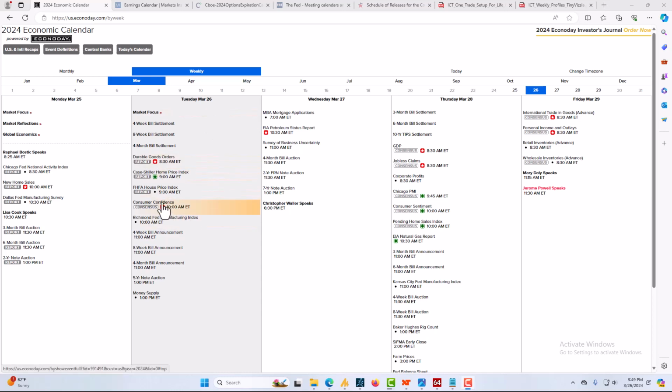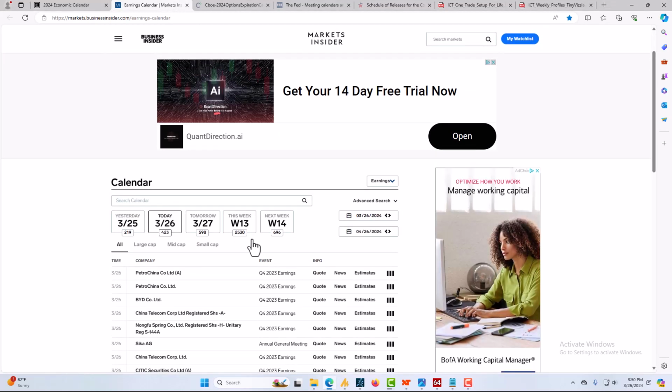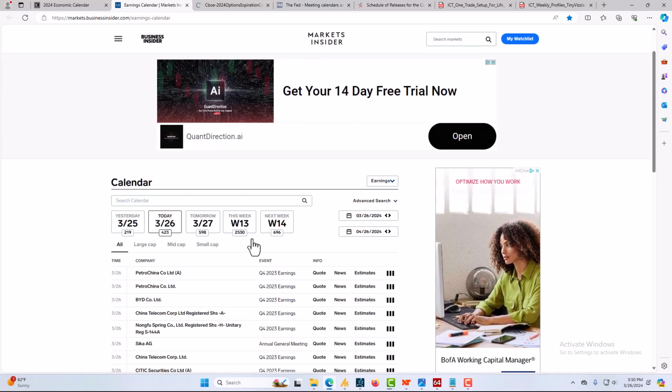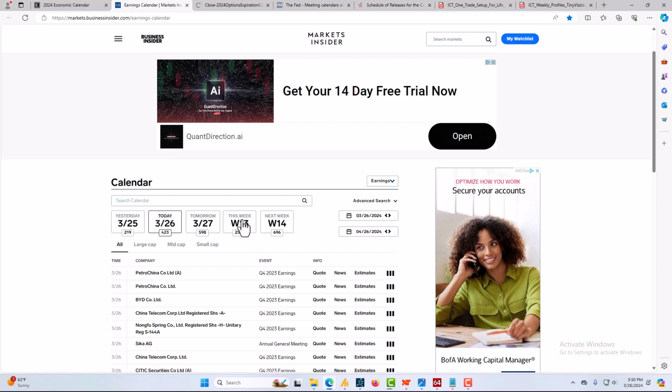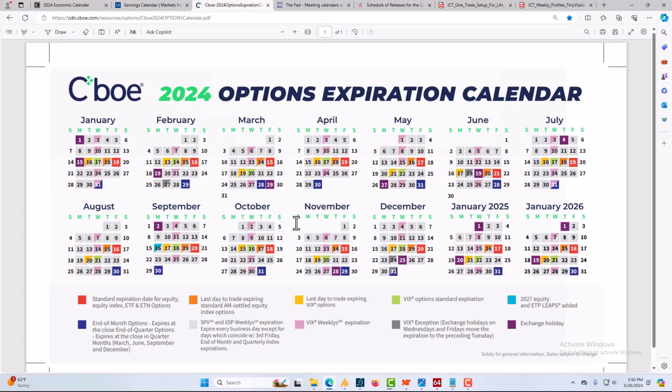We have a little bit of low impact news today. Consumer confidence at 10, and other news right there. Durable goods orders. And by the way, we are in week 13, which is the last week of this quarter and last week of this month also. And also this week we have option expiration for this month and also for the whole quarter, the first quarter from January to March.